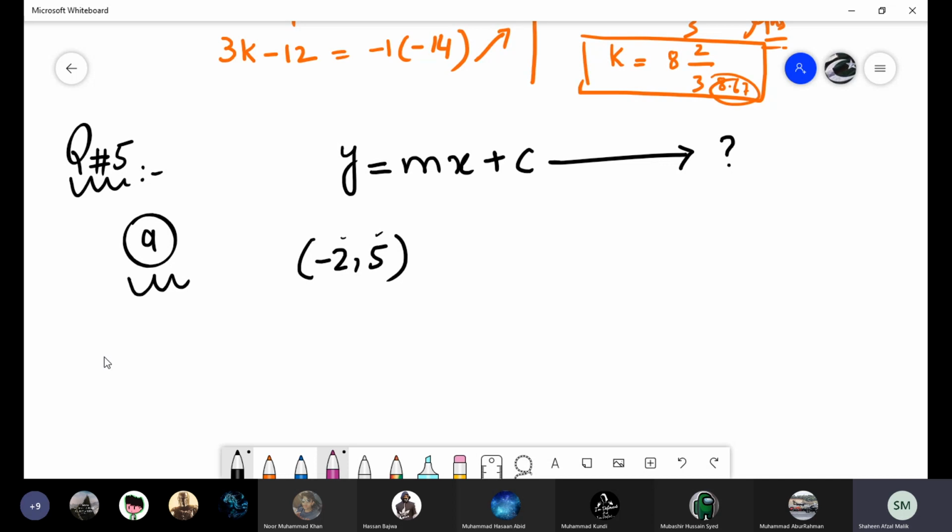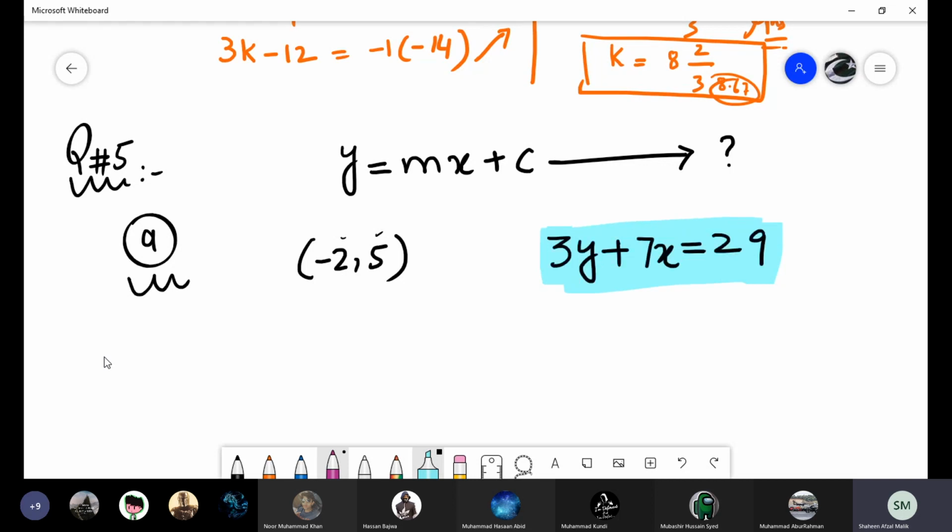One line is also given, and that line is 3y plus 7x is equal to 29. So one line is given to you, a parallel line. They are talking about the parallel line. One line is given, and for the other line, only 2 coordinates are given. So first of all, we will find out the slope for this second line, for which we want to find the equation.